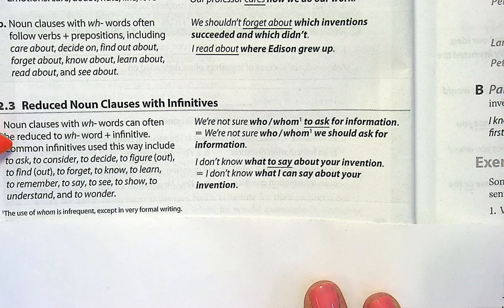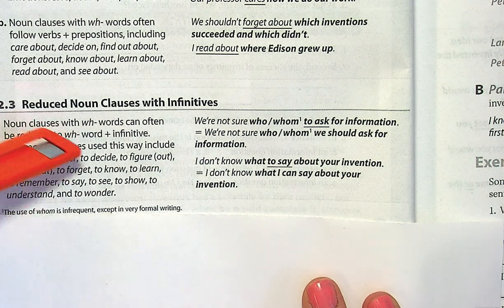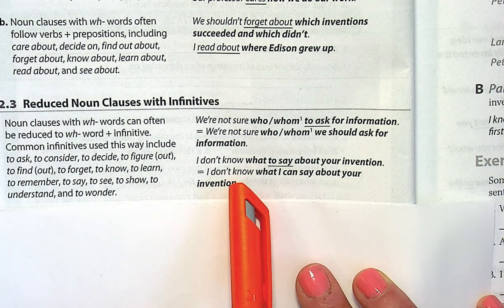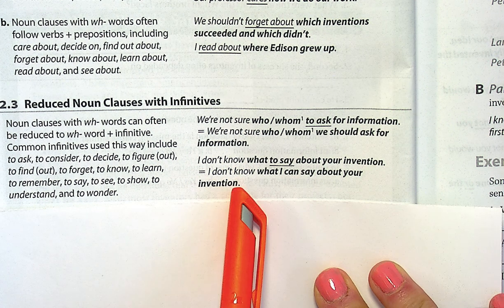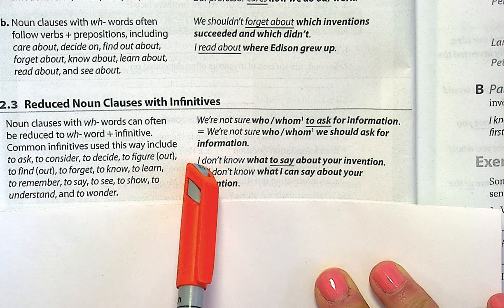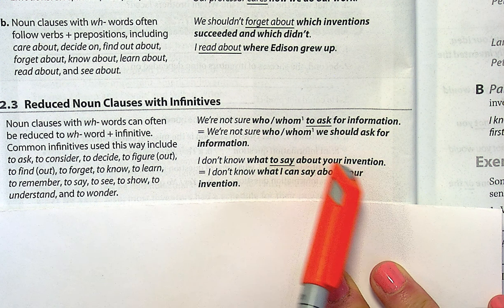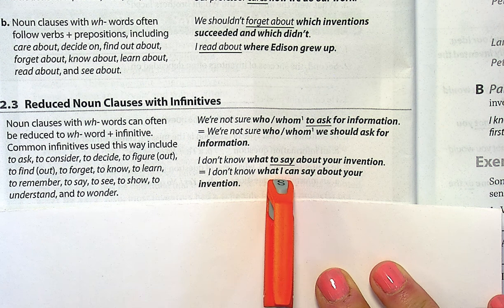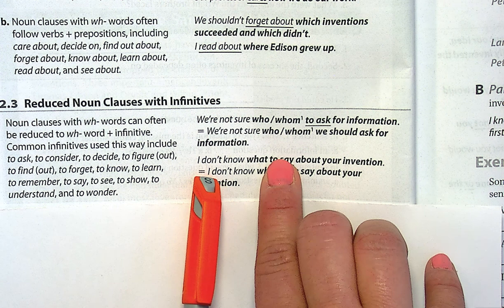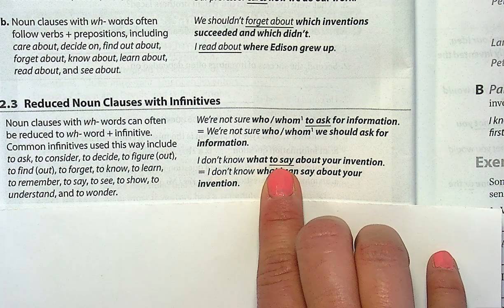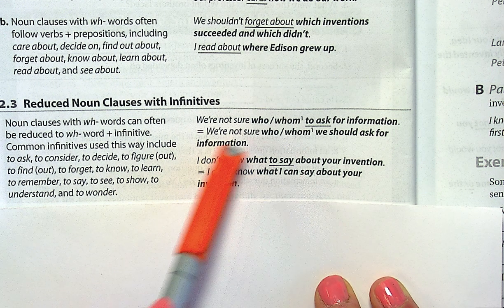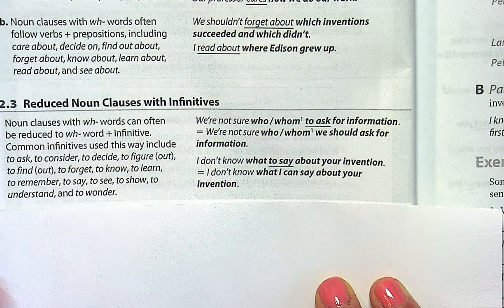Common infinitives used this way include to ask, to consider, to decide, to figure out, to find, to forget, to know, etc. I don't know what I can say about your invention. This is our full clause. If we look at the top sentence, this is our reduced clause. I don't know what to say about your invention. In this case, we can take out this second I because we have I don't know, I can say, and we can reduce it to say. Because we understand the person doing the action in this say is the same person who is doing the action I don't know.